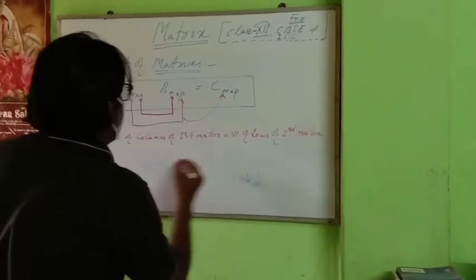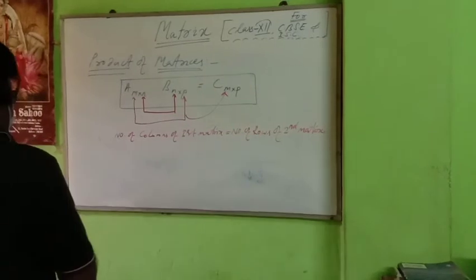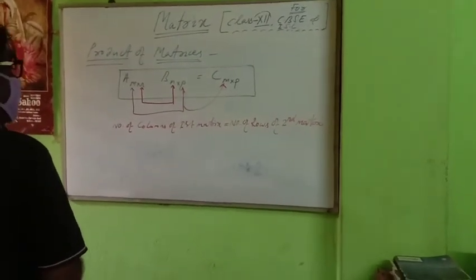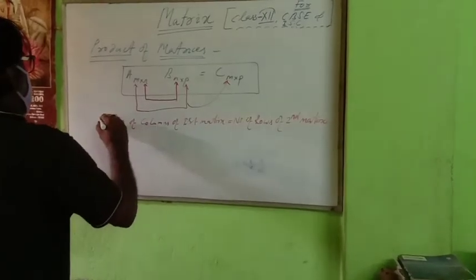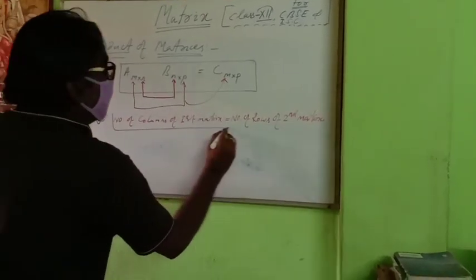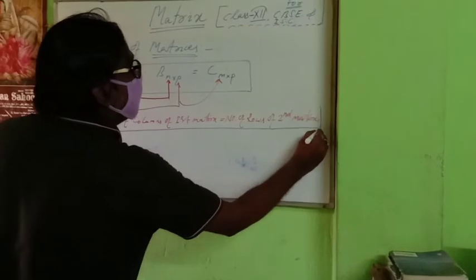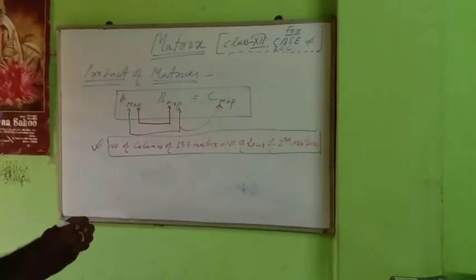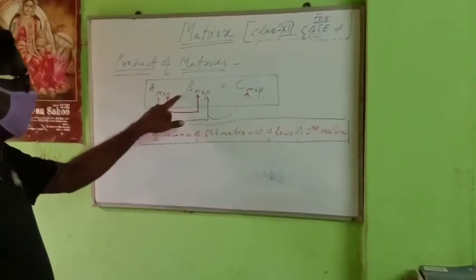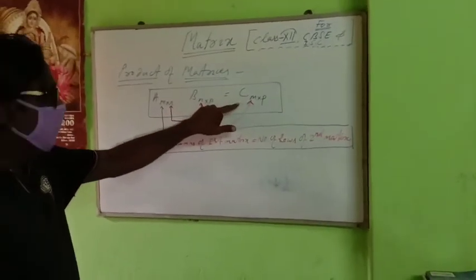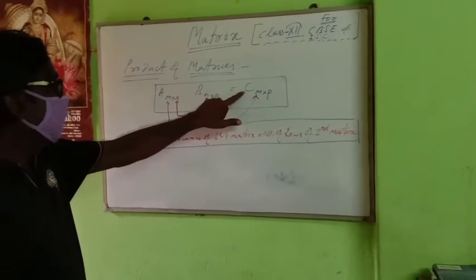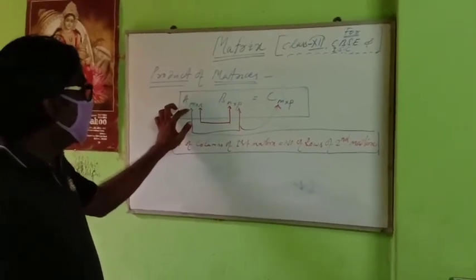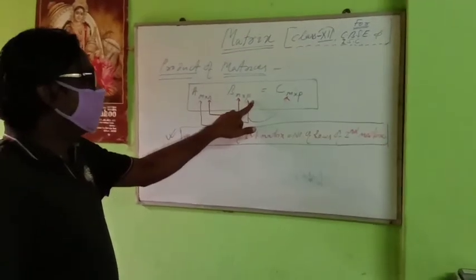This is the condition of matrix multiplication. What is the condition? Number of columns of the first matrix. This is the condition you have to memorize: number of columns of the first matrix should be equal to number of rows of the second matrix. Then we can multiply, and multiplication will give you one matrix. So what is the order of the matrix? The result will be number of rows of the first matrix and number of columns of the second matrix. This is the result.